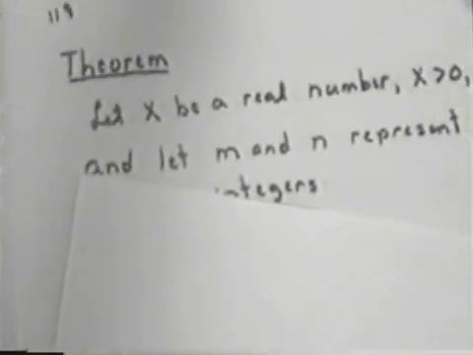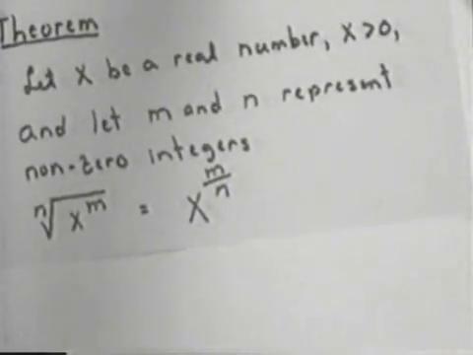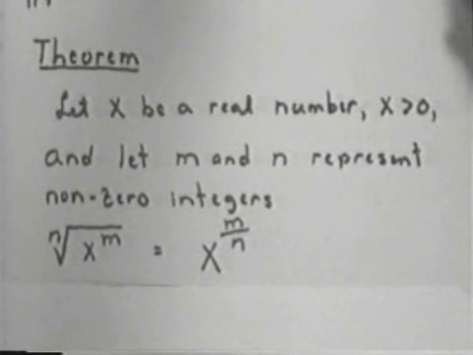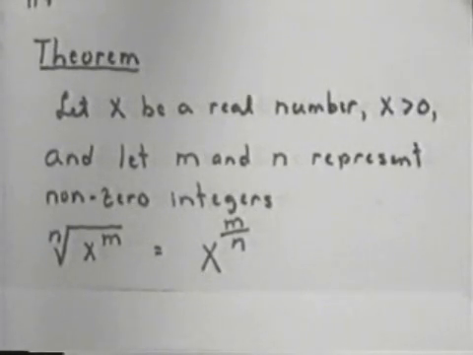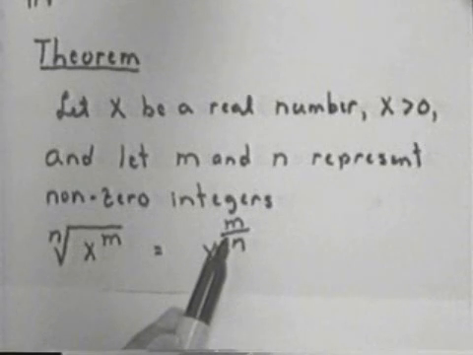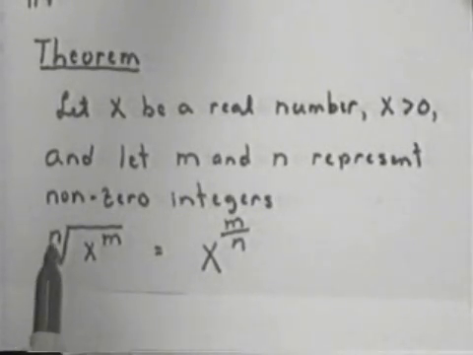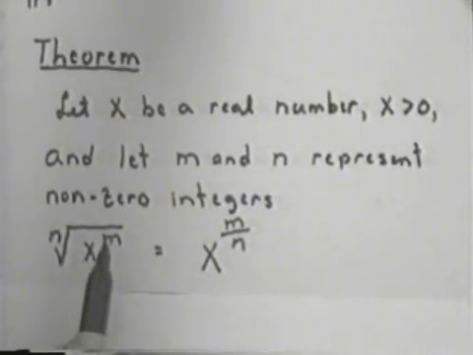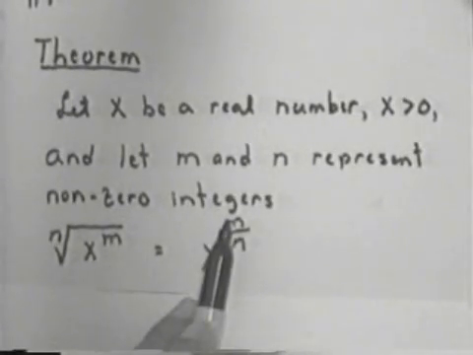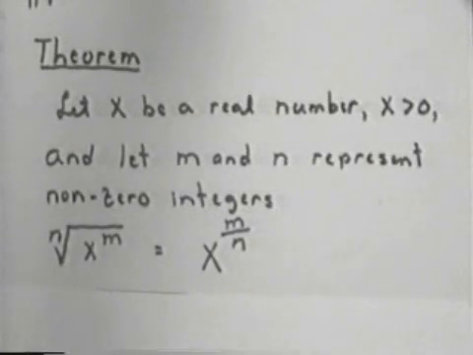I'm going to give you a theorem now, and prove that for you. Let x be a real number with x greater than 0, and let m and n represent non-zero integers. The nth root of x raised to the m power is equal to x to the m divided by n. In other words, to take the nth root of a power, x to the m power, I can divide n into m. It's exponent m divided by the index n.